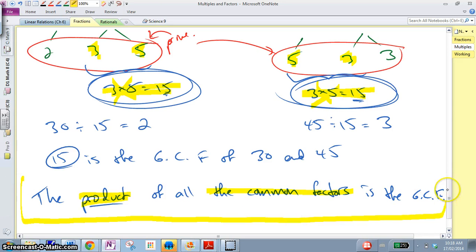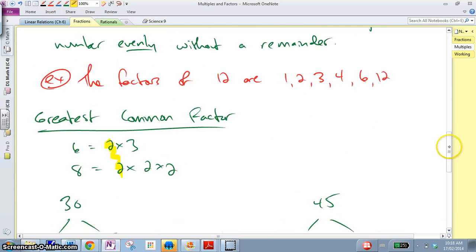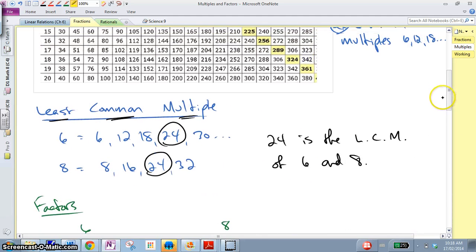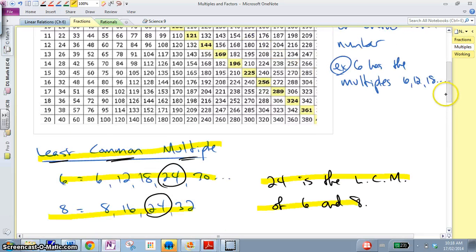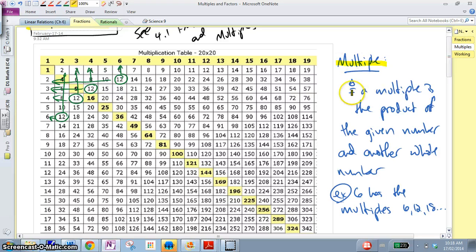So here's a definition we want in our notes. Definition of greatest common factor. Here's a definition we want in our notes, just so we know what a factor is. You can stop and grab that if you haven't already. Prime factors we want in our notes. That's important. Least common multiple. Just an example there I think is good, right? Kind of show ourselves where that comes from. So you can stop and grab that if you haven't grabbed that already. And then multiple. That's an idea for our notes.